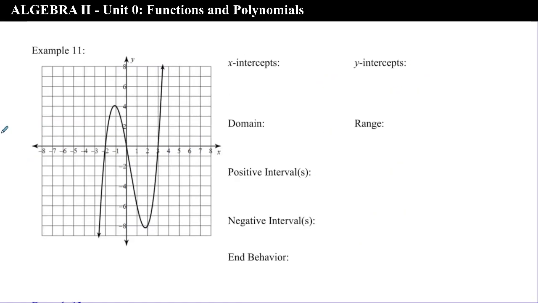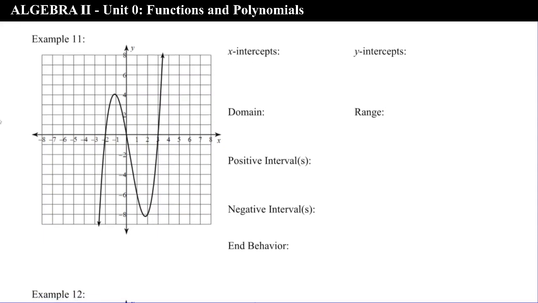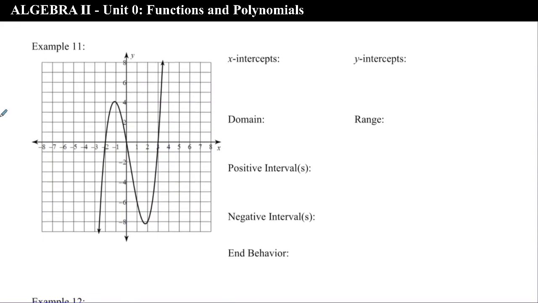Okay, a couple more examples on identifying these features before we move on. So example 11. Let's take a look at the x-intercepts. Well, we've got 3 of them. One here, and one here. So our x-intercepts are going to be listed sort of like a list. We're going to have 3 sets of ordered pairs: (-2, 0), (0, 0), and (3, 0).